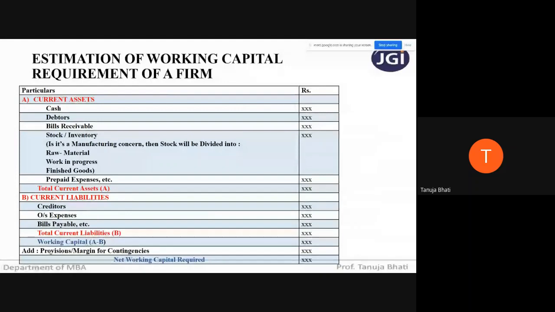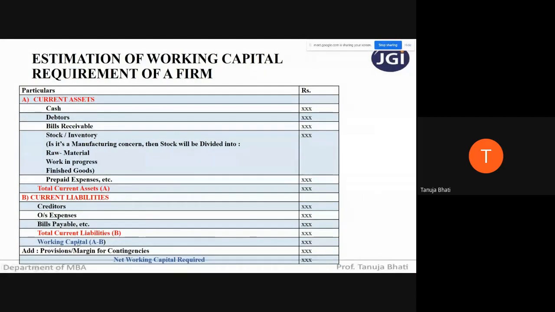Next, add provisions for margins for contingencies. See students, we know that current assets minus current liabilities will give you working capital, but sometimes unexpected things happen. Contingencies means something unusual happens which you have not estimated, for which you require some additional amount. For example, the floods that took place the year before last. Many organizations were not aware that floods would take place and their business and working capital would be hampered. It was a contingency. It was not predicted, right?